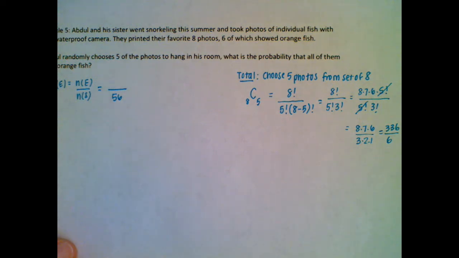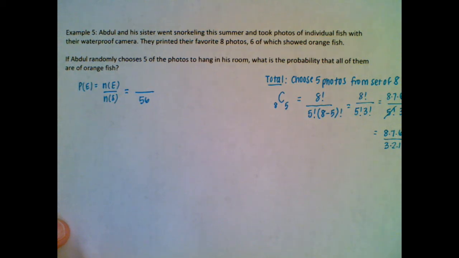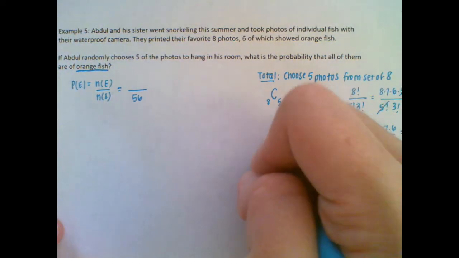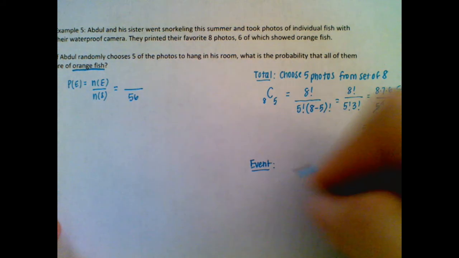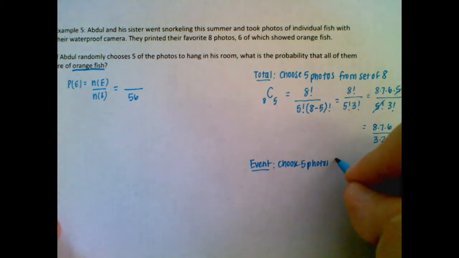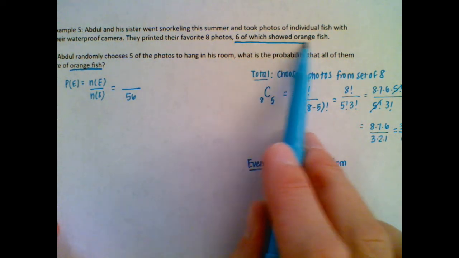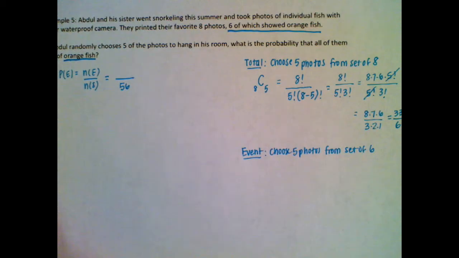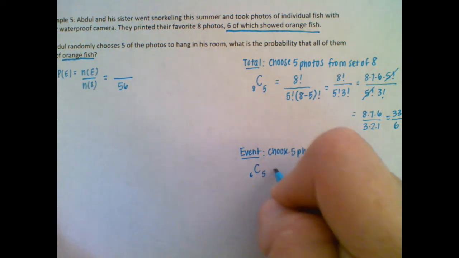So then I want to know, well, what's happening in this specific event? So Abdul is randomly choosing 5 of the photos. What is the probability that all of them are of orange fish? So here's my event. My event is saying I'm choosing 5 photos, but this time I'm not choosing from the set of 8. I'm actually choosing from the set of 6 that particularly showed orange fish. So this time my combination is going to be choosing 5 of 6.